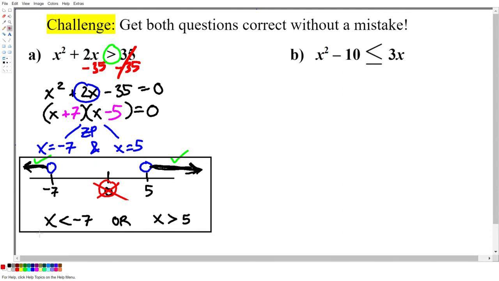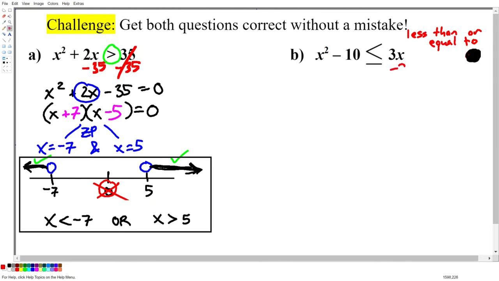Okay, let's go ahead and try letter B. Letter B is x squared minus 10 is less than or equal to 3x. So I'm just going to make a little note there: less than or equal to. So that means it's going to have to be not an open circle, but a closed circle on our graph.